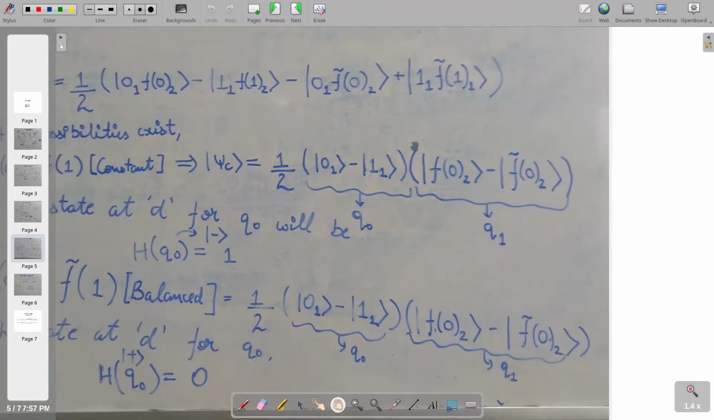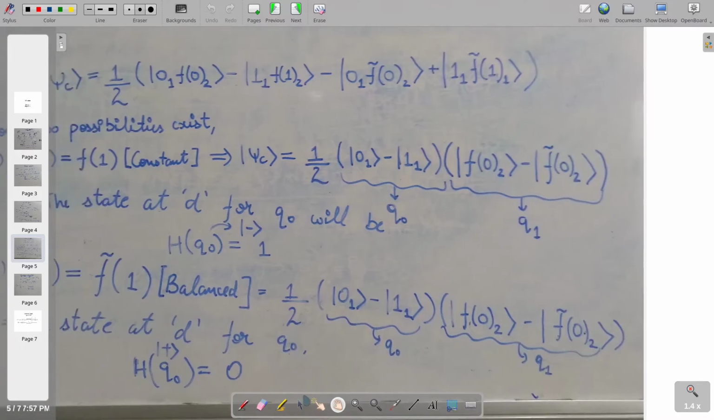It's quite simple, and we can easily factor this equation using this identity into this new state, which we represent by 1/2 (0 1 minus 1 1) and (f0 2 minus negation of f0 2). Now it's quite clearly visible that, first of all, this whole system, which was previously entangled, is no longer entangled. We started with a 2-qubit system, and in the end we obtained a state which represents nothing but a 2-qubit system.